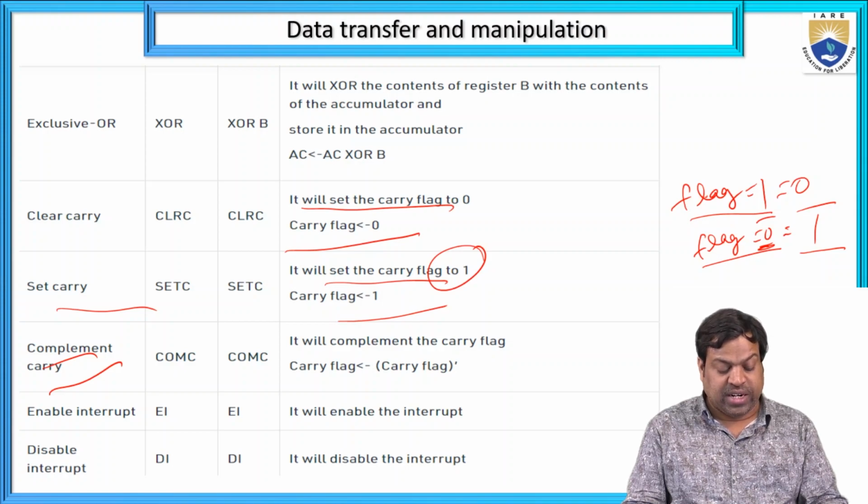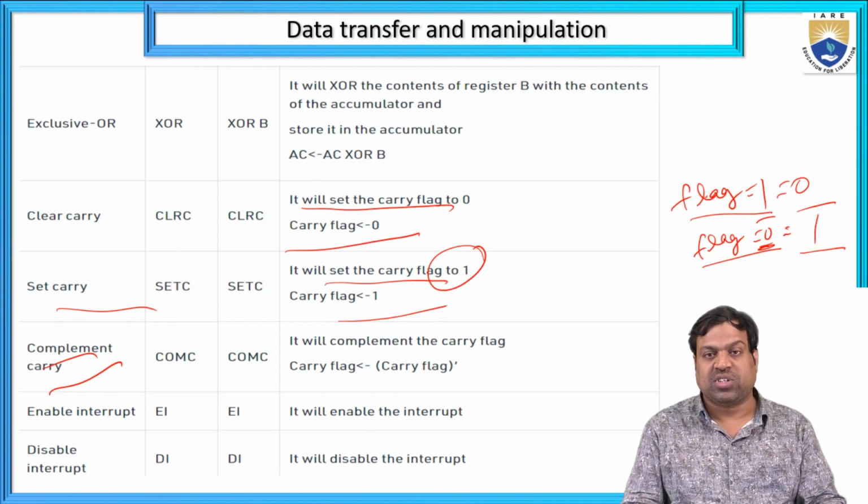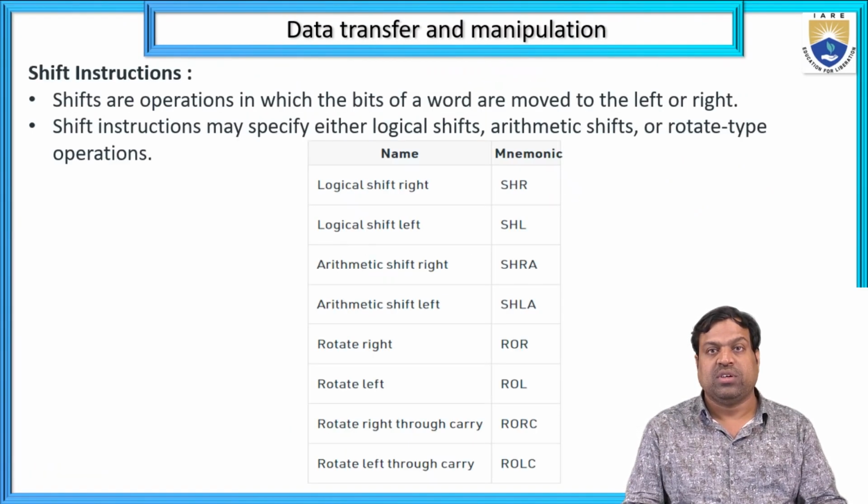Enable interrupt: if there is no interrupt in the microprocessor or the computer, we have to generate an interrupt. That is enable interrupt, EI. And disable interrupt: so that multiple tasks are not going on in the microprocessor, we have to disable the interrupt. That is called DI, which means disable the interrupt.